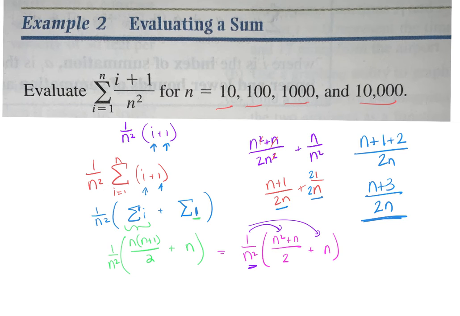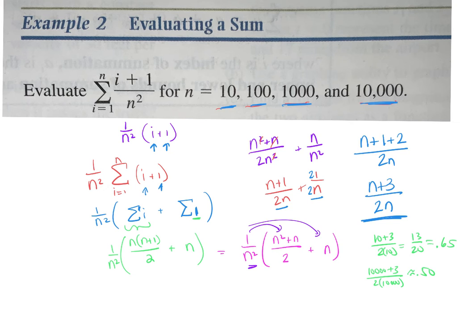(n plus 3) over 2n, all right? Now, they want to know it for the first 10 elements, the first 100 elements, the first 1,000, and the first 10,000. Now I can just plug those in. I can plug a 10 in: (10 plus 3) over (2 times 10), right? I can plug in a 10,000 if I want to: (10,000 plus 3) over (2 times 10,000), all right? And they give you the decimals here. This guy is approximately 0.65. This guy is approximately 0.50.